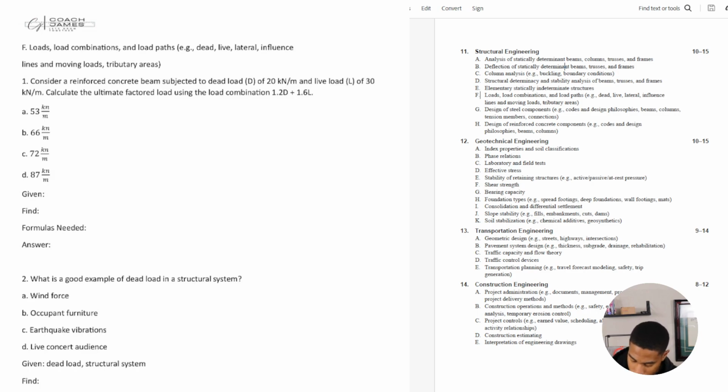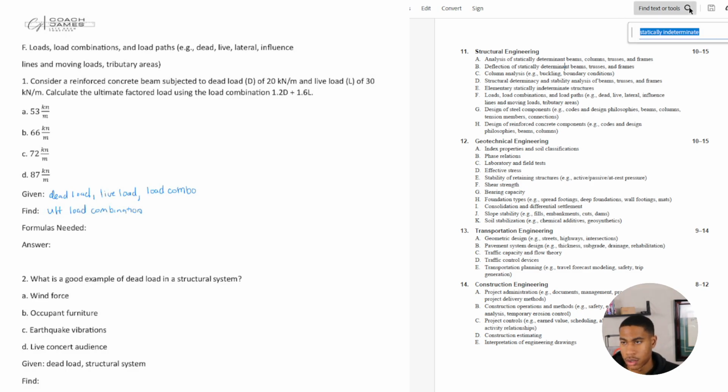We are given dead load. We're also given live load. And we are given the load combo that we need to use. Okay. So we're trying to find the ultimate load combination. I can tell from my answer that it needs to be in kilonewtons per meter. So what formulas would I need?